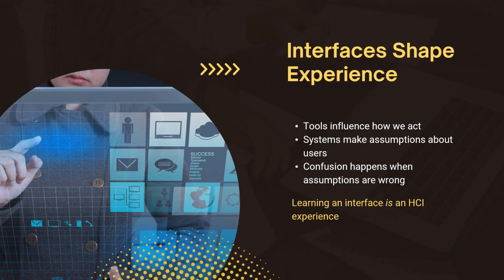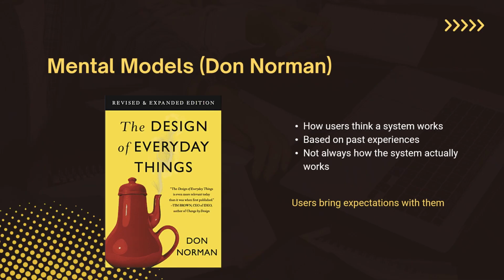Now here's something designers often forget. Interfaces assume users already know things. And when those assumptions are wrong, friction happens. This brings us to one of the most important concepts in human-computer interaction, and that's mental models. A mental model is how you think a system works. Not how it actually works, not how the designer intended it to work, but how you believe it works.